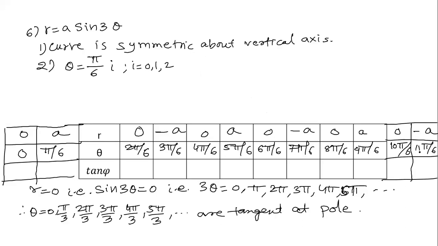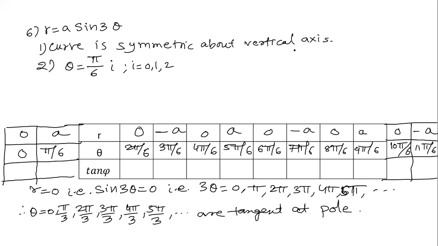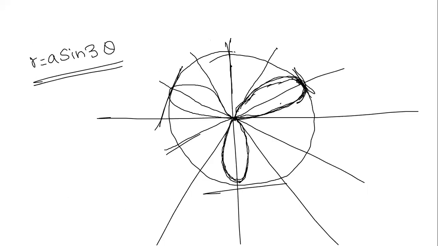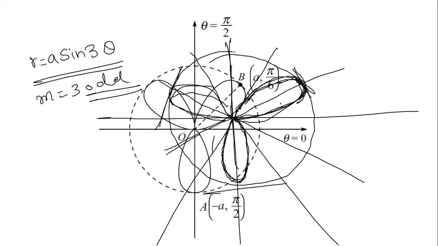Theta equal to 11 pi by 6, r equal to minus a in the opposite direction. So thus we have plotted the graph of r equal to a sine 3 theta. We have mentioned that the curve is symmetric about the vertical axis. If you fold vertically, you can see that the right hand side part exactly coincides with the left hand side part. And here m equal to 3 is an odd number, so there are going to be 3 loops within the circle, and this is the structure.